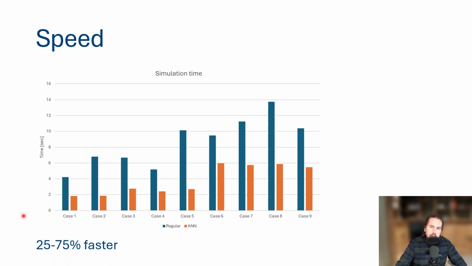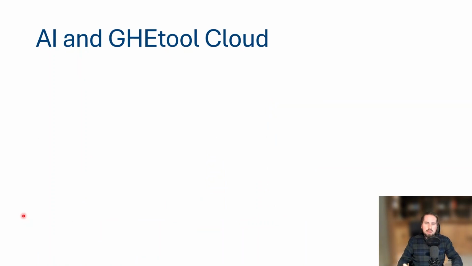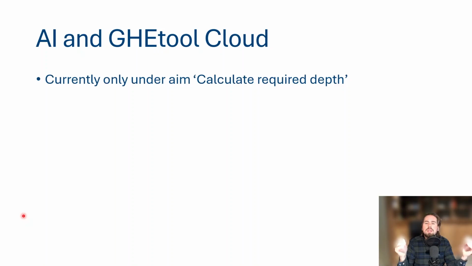So how do we now move forward? Because we have this AI and GHEtool cloud. And what we did is we implemented it. So as we speak, it's already available in GHEtool cloud, but currently only for the aim calculate required depth. It's where it can be such a time saver.